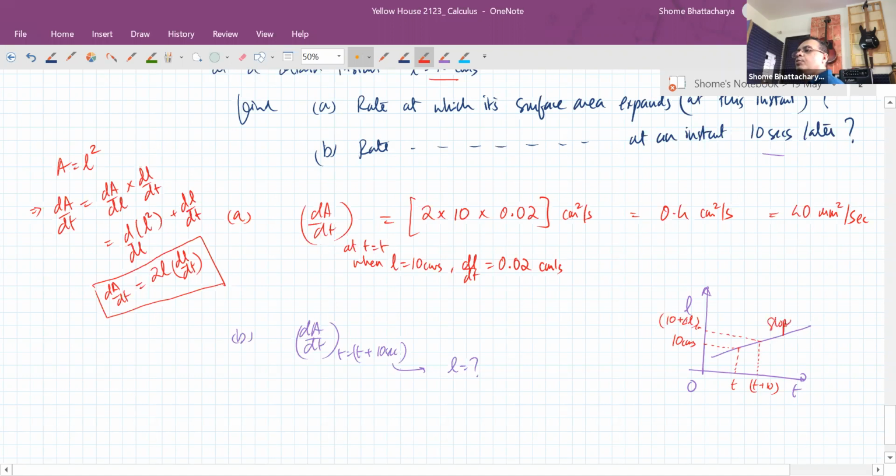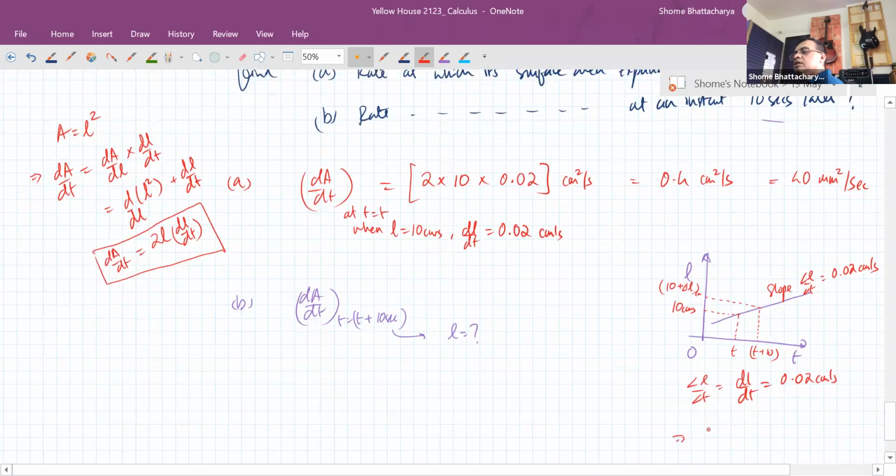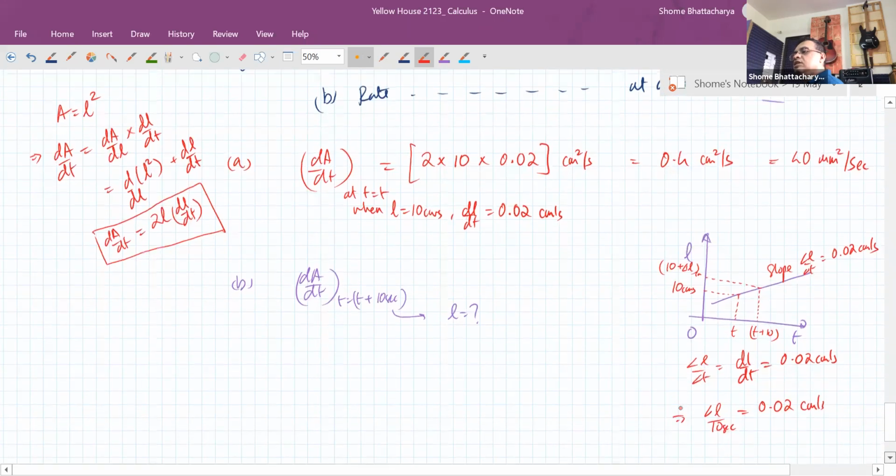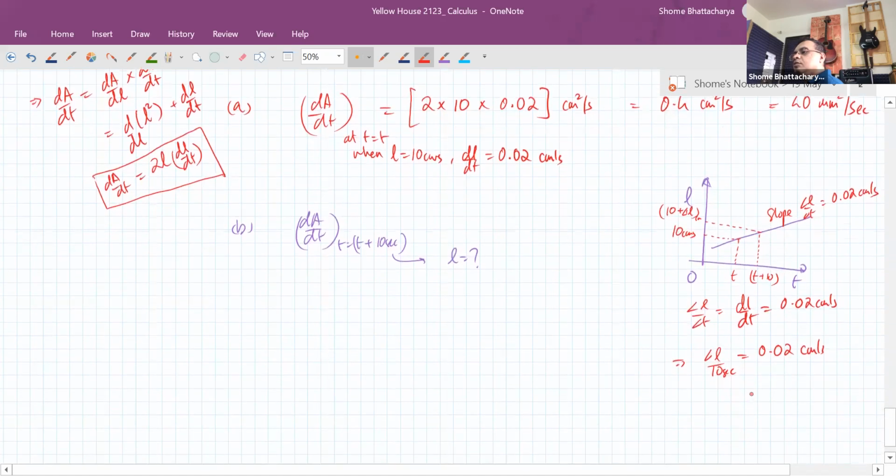So for that, we know the slope of this is 0.02 centimeters per second. Okay. So we can see that delta L by delta T is equal to the instantaneous rate, which is a constant. Okay. So in this case, the delta L divided by the time interval of 10 seconds. Okay. So the change in length by now has become 0.2 centimeters.